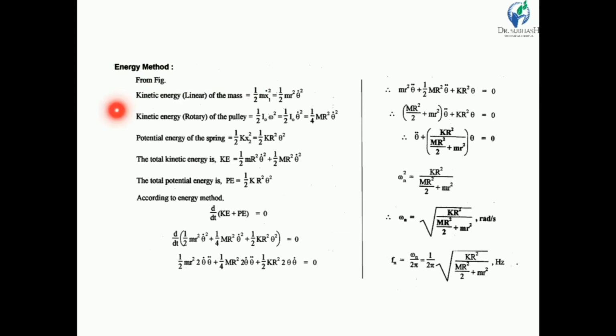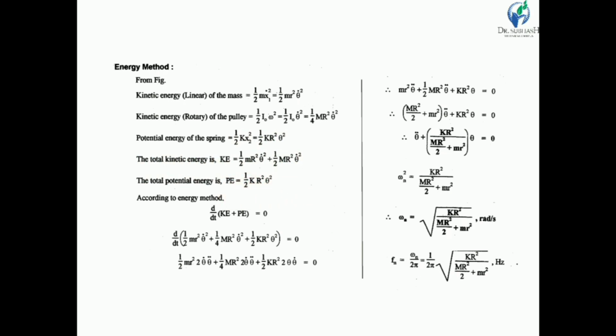Now let us derive the same equation by using the energy method. So we know that the kinetic energy of the mass is 1/2 m x1 dot square, so 1/2 m r square into theta dot square. Kinetic energy of the pulley: the pulley having rotary motion, so it is equal to 1/2 Io into theta dot square. If you put the value of Io equal to 1/2 M R square, then it is equal to 1/4 M capital R square into theta dot square. The potential energy of the spring is equal to 1/2 k x2 square, so 1/2 capital K R square into theta square. So this is the total kinetic energy and this is the total potential energy.